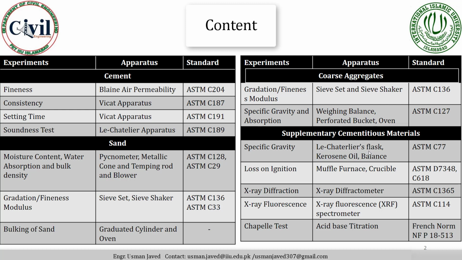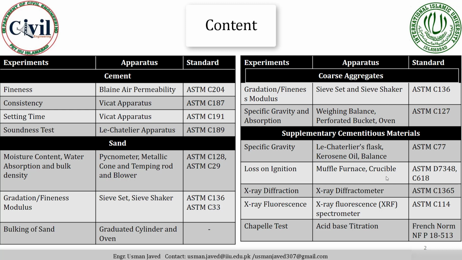So, in order to study their properties, we'll find the specific gravities using the Le Chatelier flask or by the standard method by which you find the specific gravity of cement. Then you will find the loss on ignition, which is a very important property while defining its pozzolanic characteristics. According to ASTM C618, a supplementary cementitious material must have a loss on ignition value less than 6%.